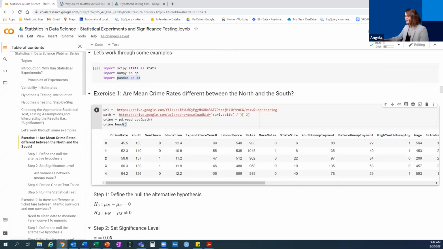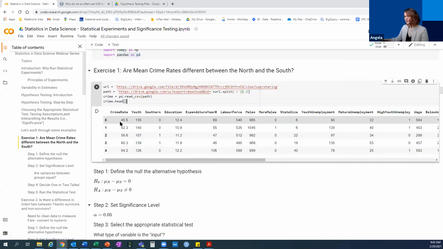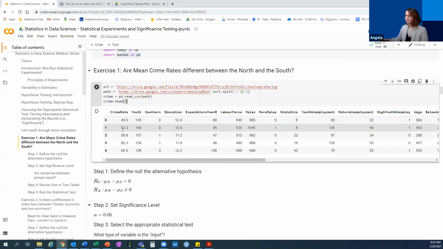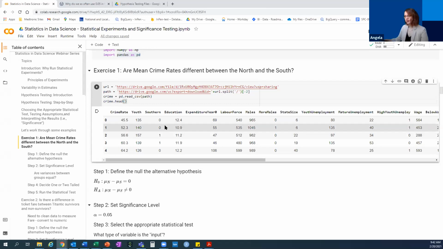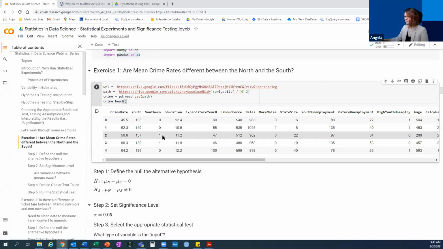So first exercise, I'm going to ask the question, are mean crime rates different between the North and the South? I imported the data here, and you'll see that there's a variable called crime rate. And there's also an indicator for whether that crime rate belongs to the South. So if it's 0, I'm assuming that means it belongs to the North. If it's 1, it belongs to the South.